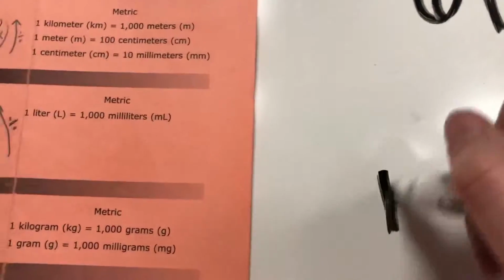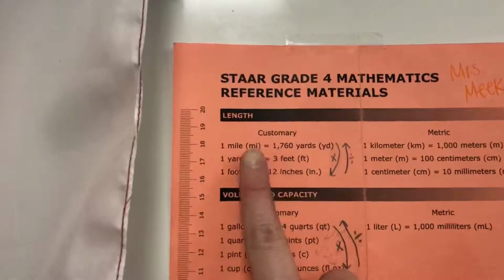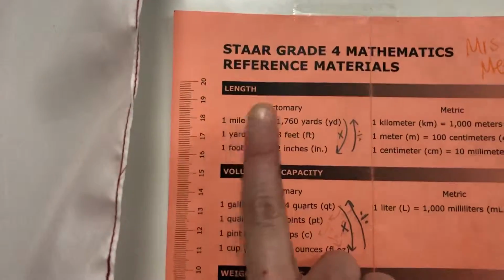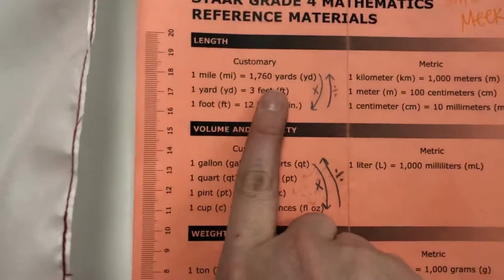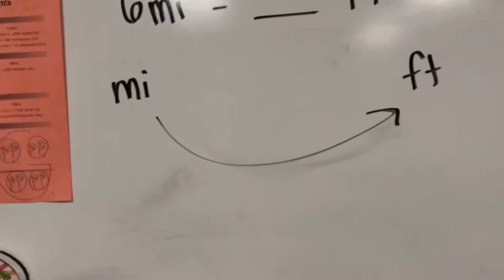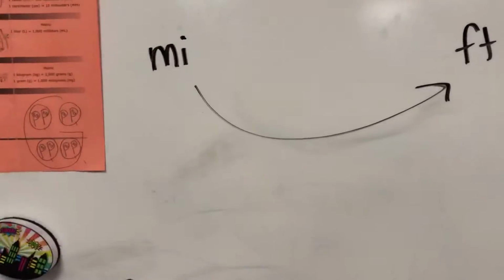The other thing I tell them is we cannot just go straight from miles to feet, because there is no equation on here that tells me that however many miles I have equals this many feet. They're not next to each other, so I cannot jump straight from miles to feet like this. I cannot make this hop, is the word I use a lot. There's a stop that I have to make in between.